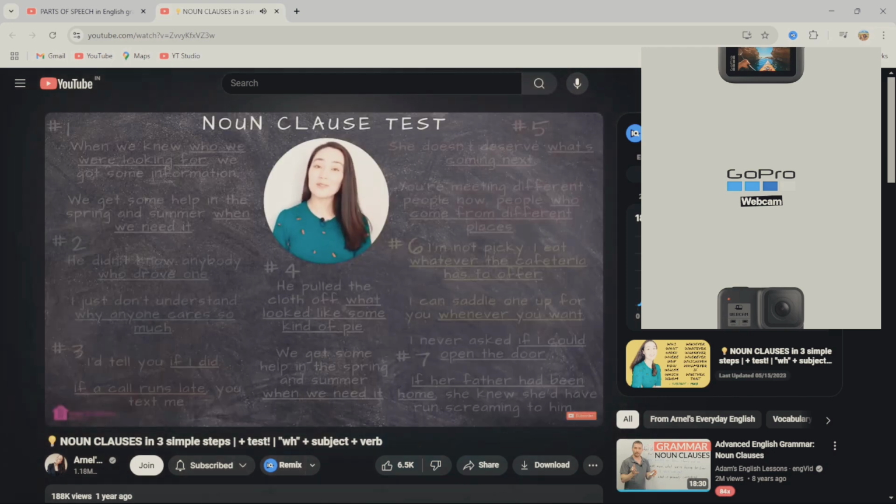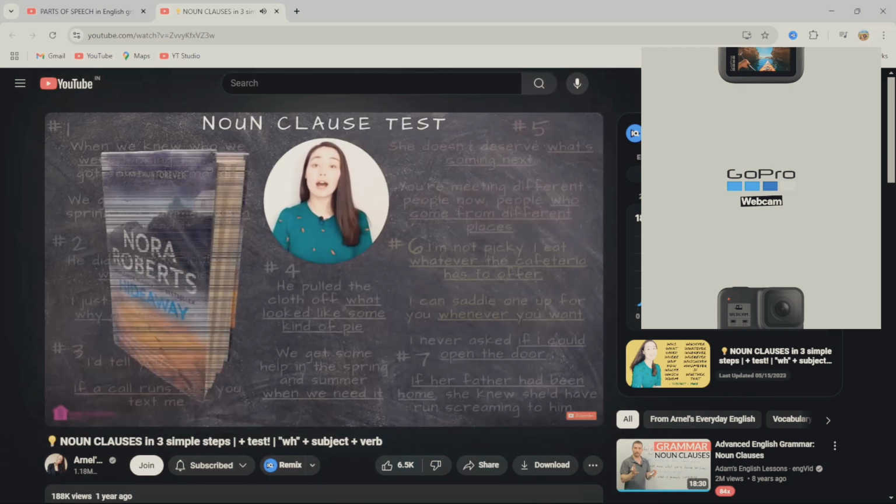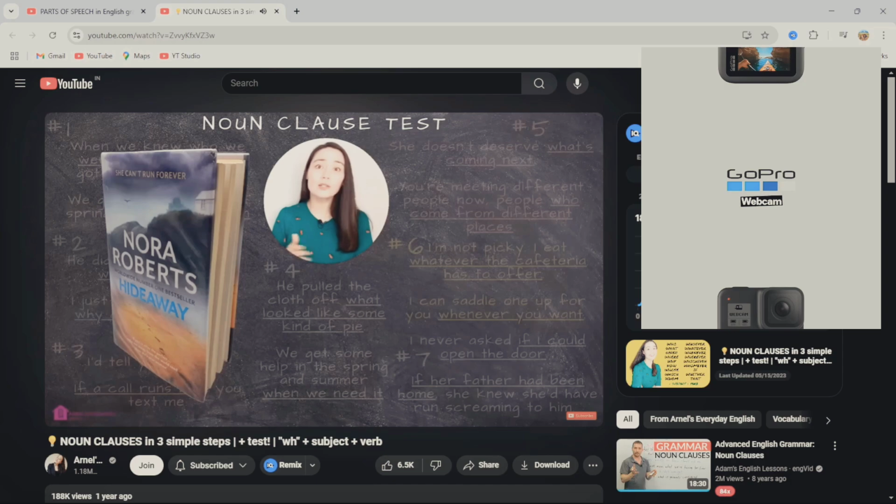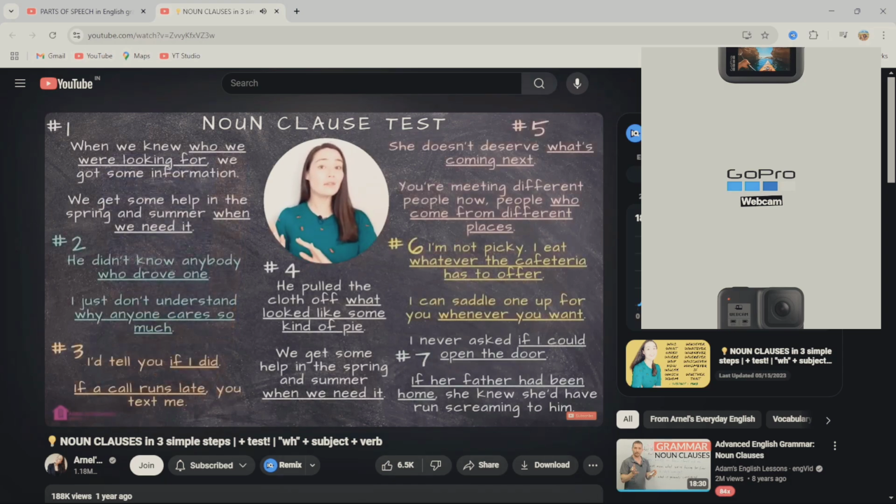Test time. Are you ready? Yep, I'm all ready. All the examples in my test come from the book Hideaway by Nora Roberts. Noun clauses are so common that I actually just had to quickly look through this book to find all of these examples. Okay, I have 7 pairs of sentences. All of the sentences are correct, but in each pair, there is only one noun clause. In each pair, choose the noun clause. Pause the video to do this.